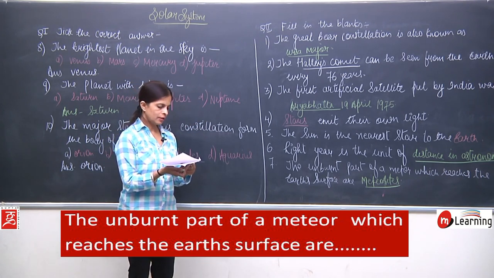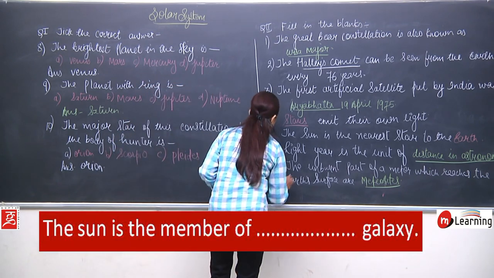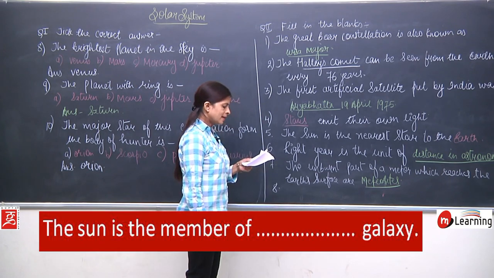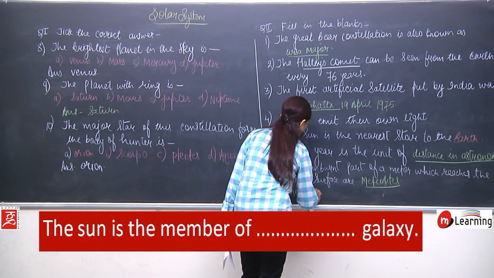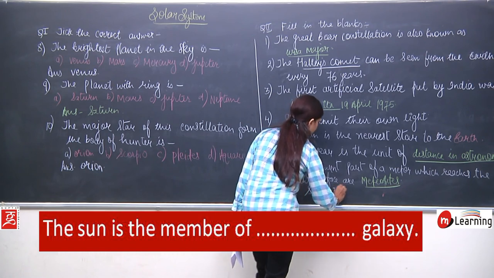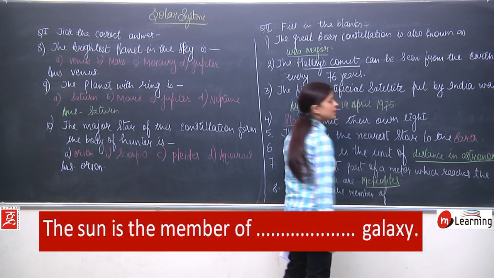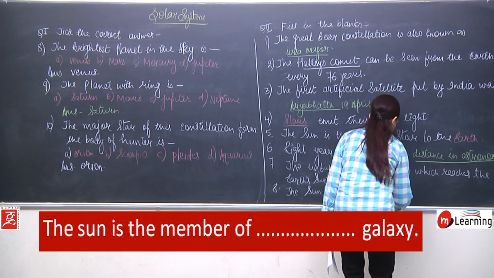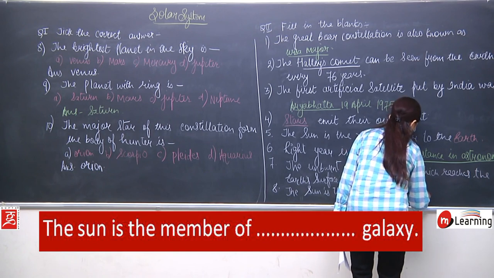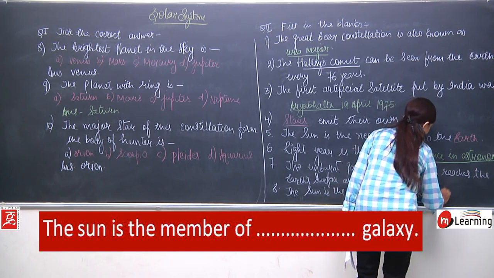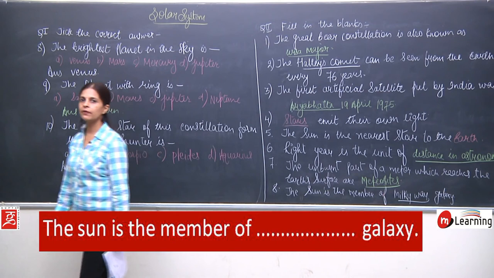Now we'll talk about the next one, that is the last one now. The Sun is a member of the dash galaxy. The Sun is a member of which galaxy, children? Milky Way or Akash Ganga? Milky Way galaxy. So the Sun is also part of the Milky Way, or the Akash Ganga.